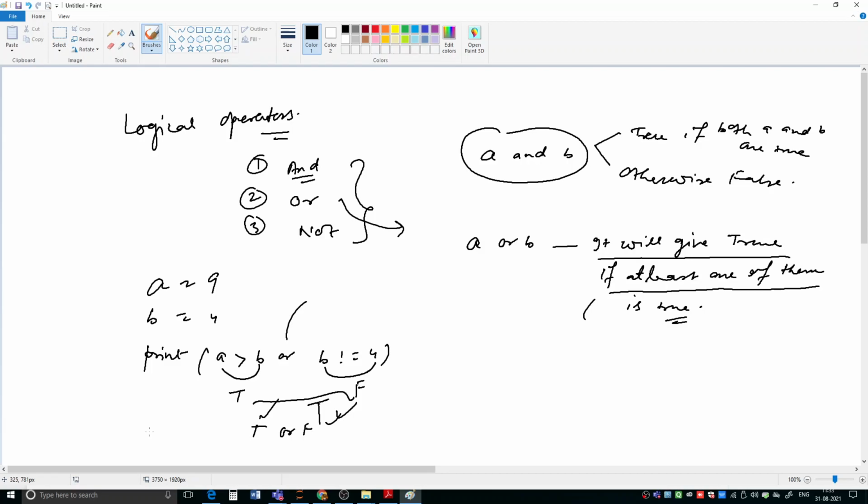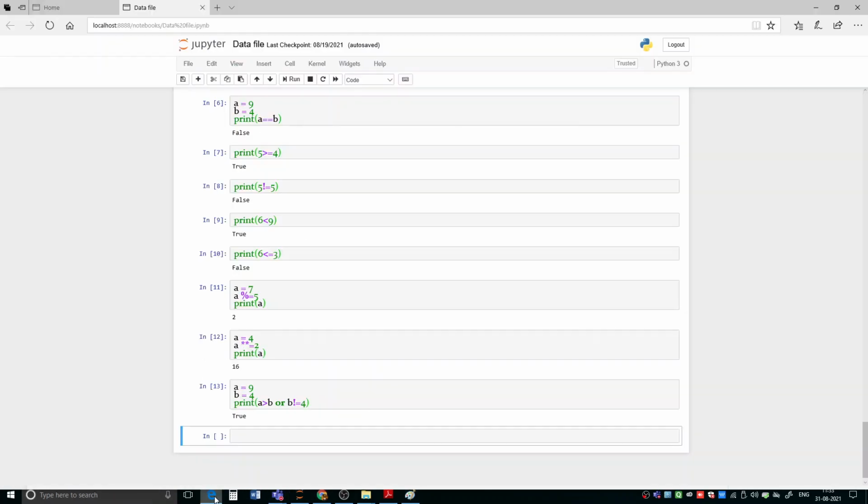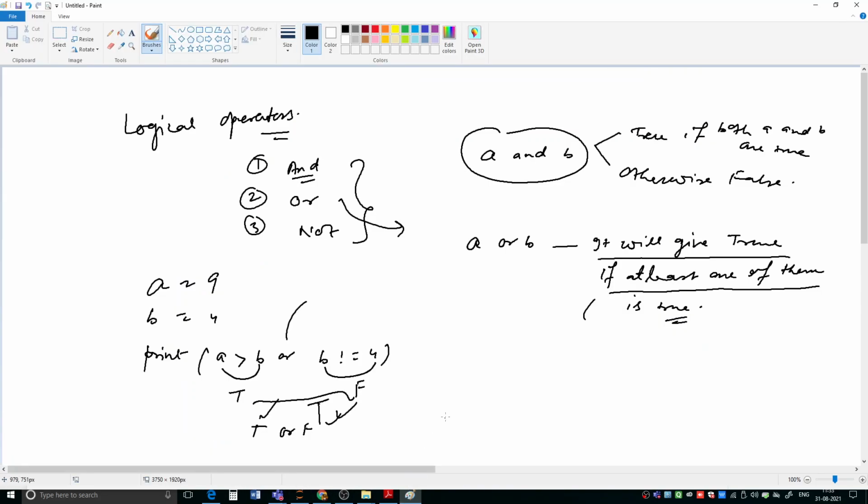Generally, these logical operators are used to create complex expressions. One simple expression we have created here. We have combined two different expressions, and we are getting their result as a whole. So this is how it is working.